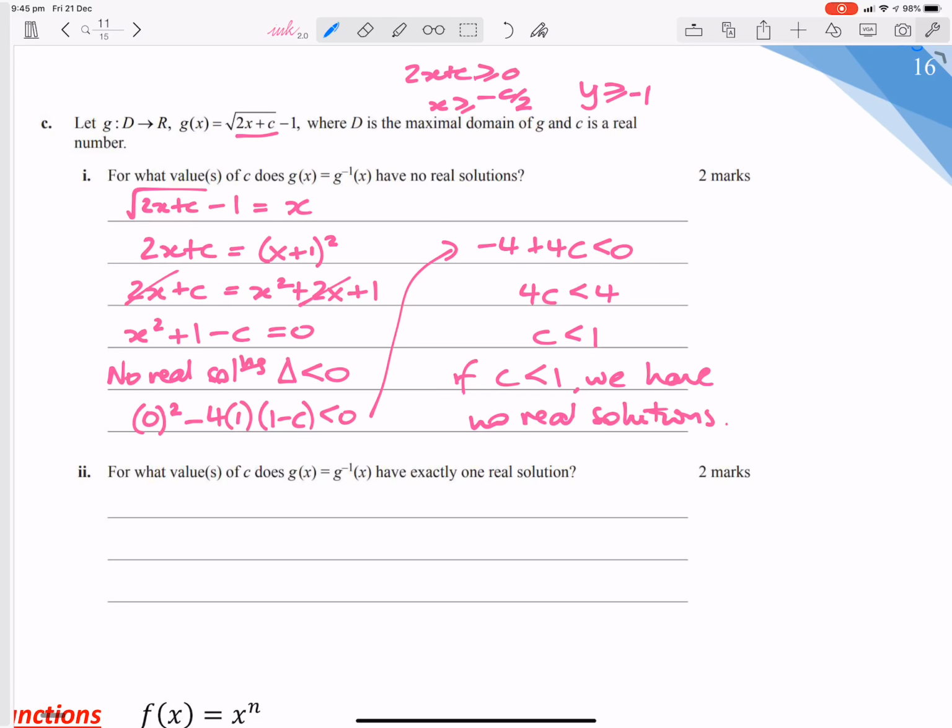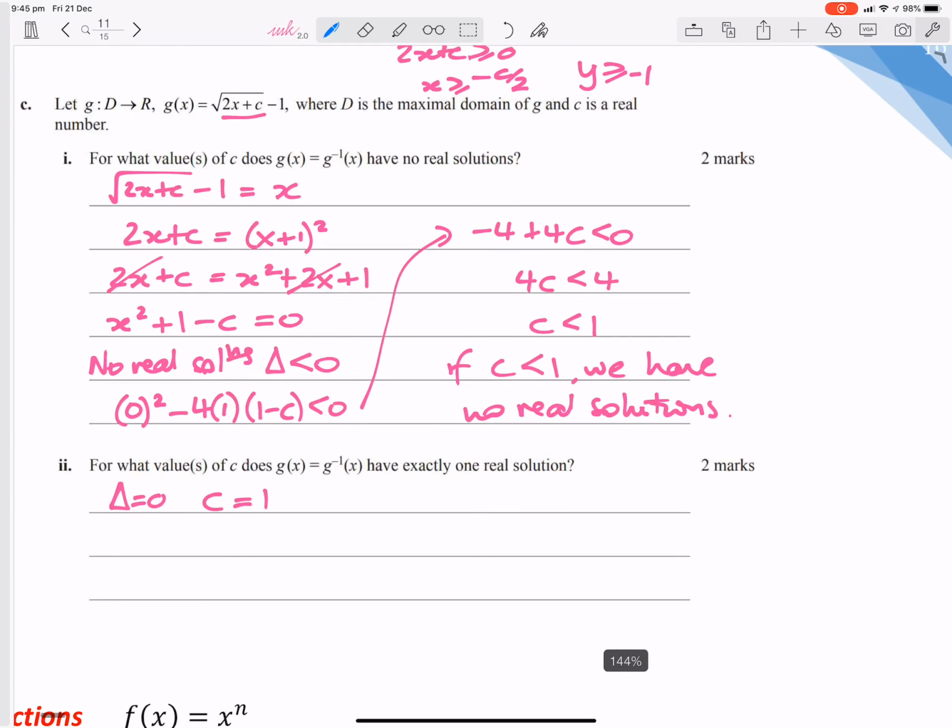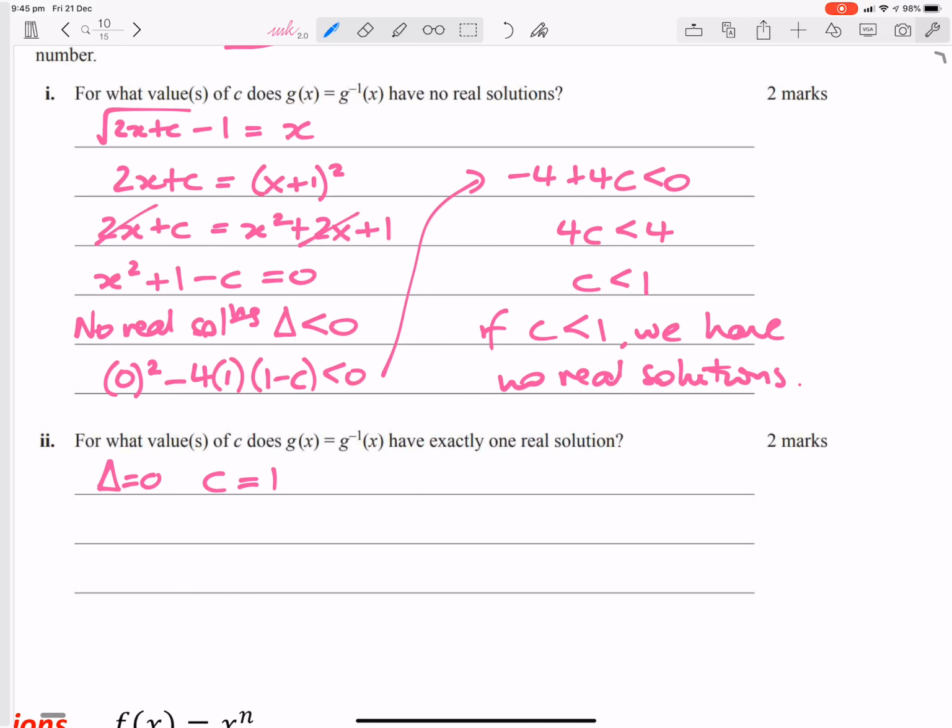Okay, for what values of c does it have exactly one real solution? Well, we know the discriminant equals 0 when we have one real solution. So the first one will be c is equal to 1, because when the discriminant equals 0, we have one real solution. However, it says find the values and it's worth 2 marks. So then we've got to go, okay, let's have a look at our domain and our range.